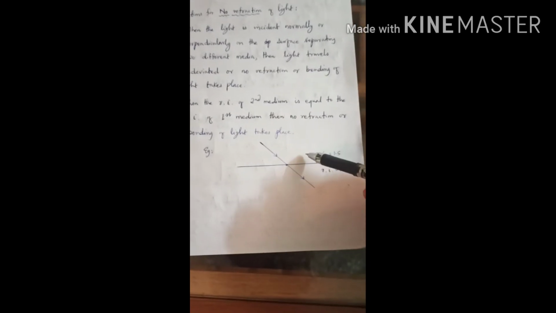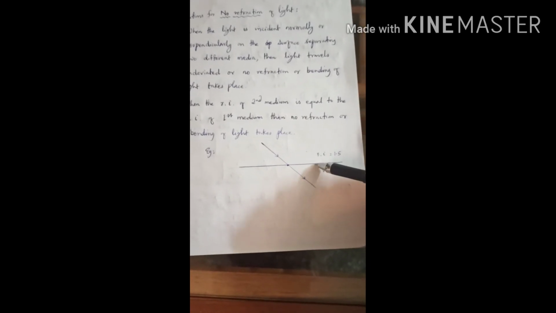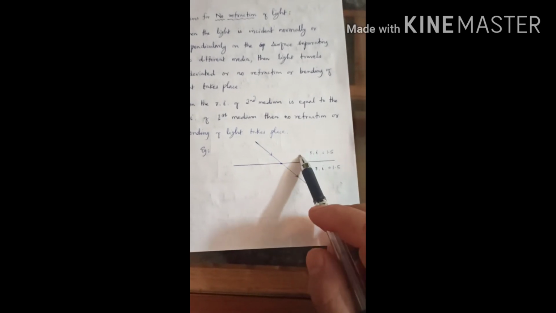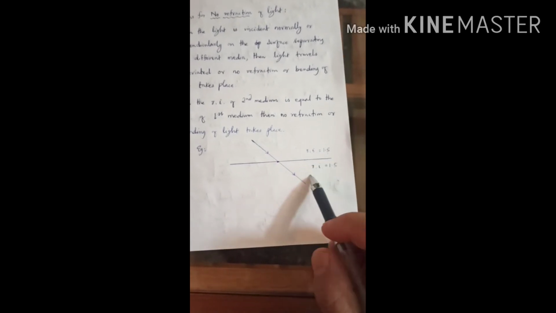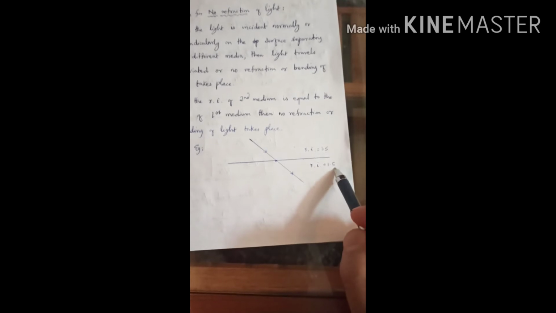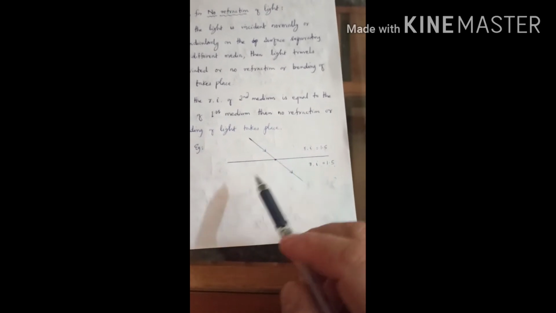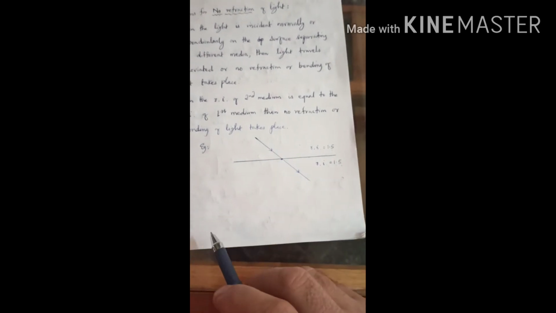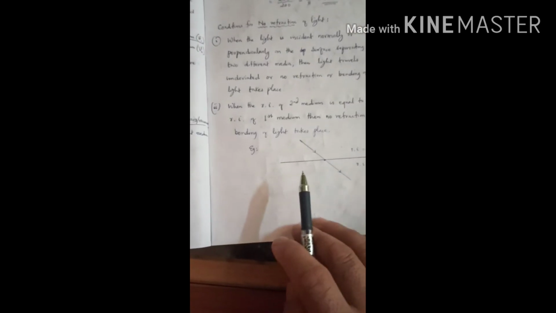Like here, I have taken two different media. This is the surface separating the two different media. The absolute refractive index of the first medium is 1.5, and the second medium is also 1.5. So even if the light is incident obliquely in this case, no refraction takes place. Light goes straight without bending. So these are the two conditions when no refraction takes place.